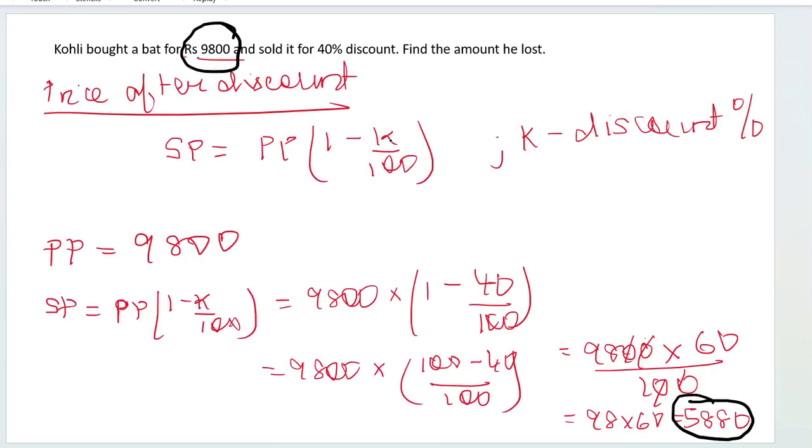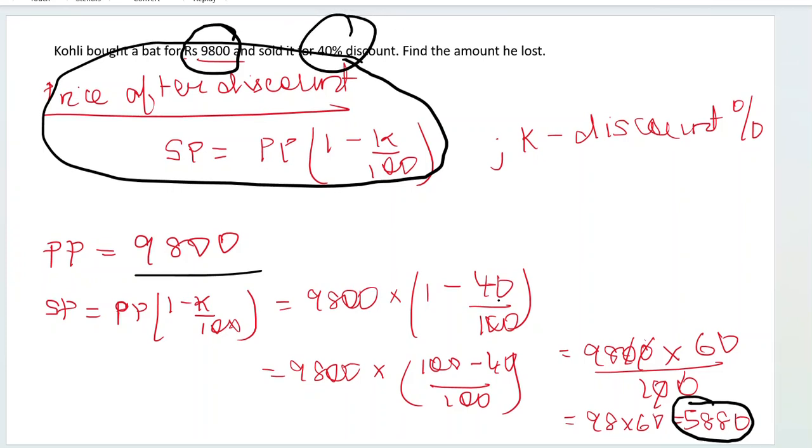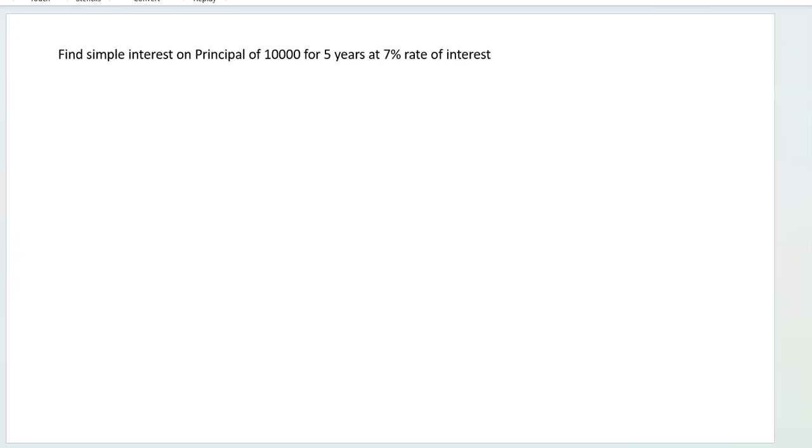So in this problem it was said that Kohli bought a bat for rupees 9800 and sold it for 40% discount. Find the amount he lost. To solve this problem we need to know the formula for price after discount: SP is equal to PP times (1 minus K by 100), where K is the discount percentage. Since PP is the original price, and since he bought the bat at 9800, we take PP as 9800. Now we use the formula SP is equal to PP (1 minus K by 100). PP is 9800, and the discount percentage is 40. Now we make the denominator same, that means we multiply 100 here, 100 down. We get 9800 into 60 upon 100. Cancel the zeros, we get the answer as 5880. So he bought a bat for 9800 and he sold it for 5880. So the amount he lost is 9800 minus 5880, which is 3920. This solves the problem. We continue the next in second half.